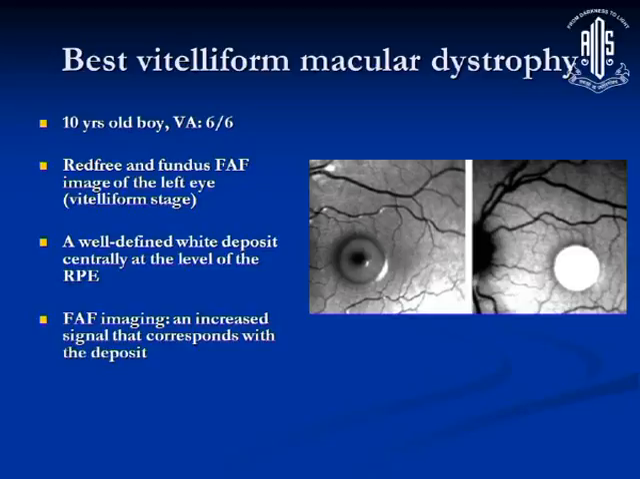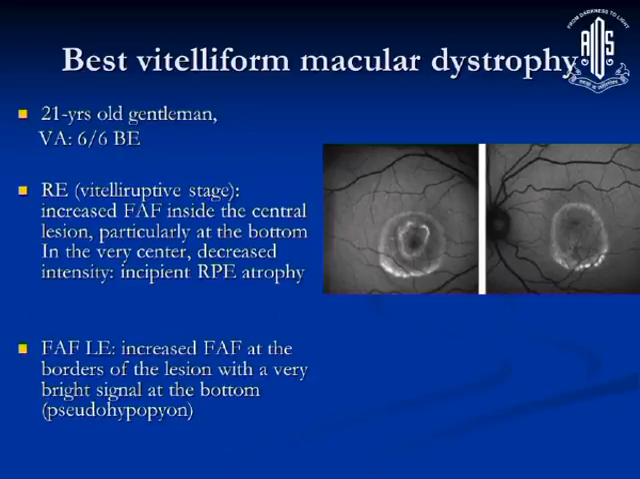Now let's come to Best. It's a 10-year-old boy, vision 6/6. Red-free images show a well-defined white deposit centrally at the level of the RPE. And when we do FAF, we find an immensely increased signal that corresponds to this deposit.